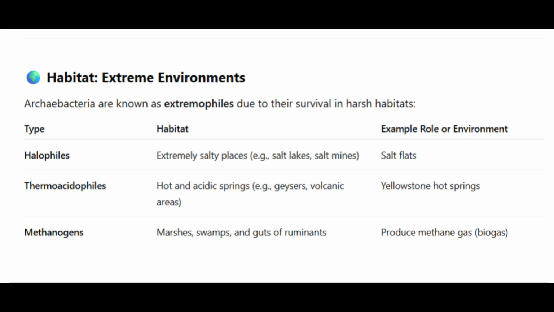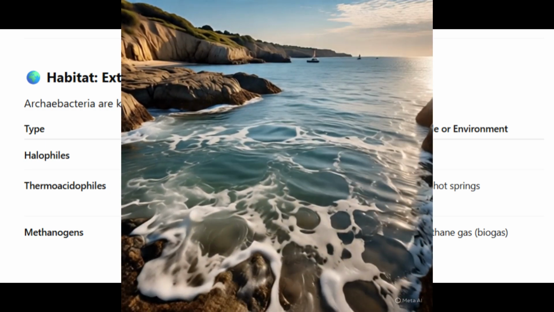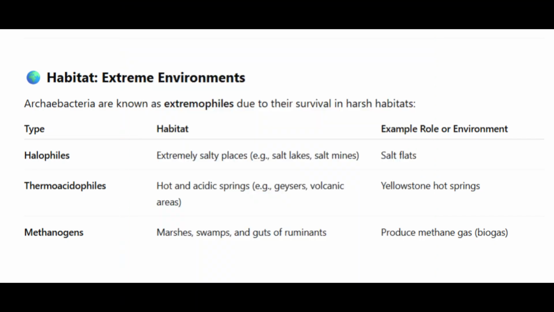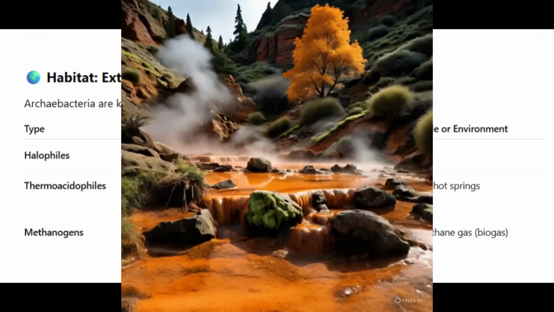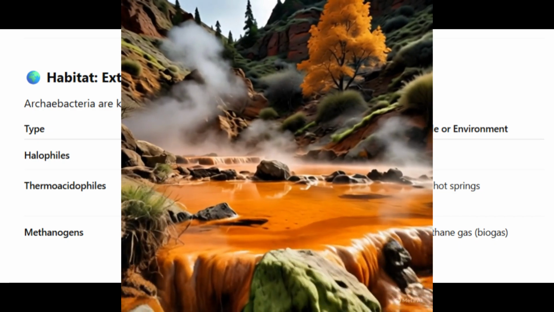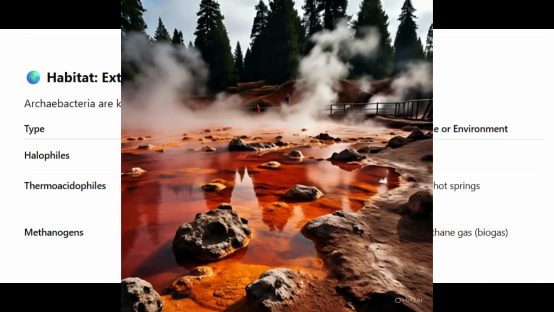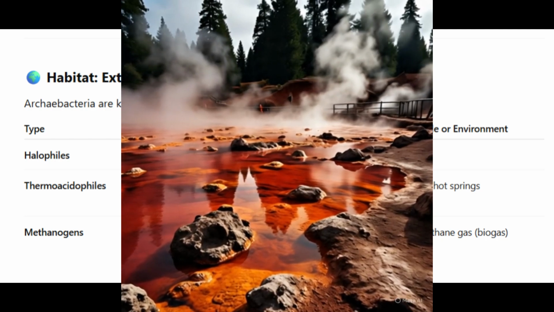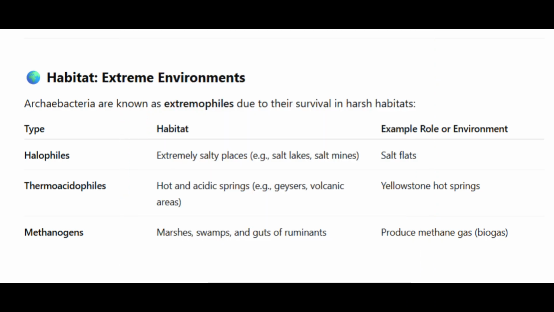Type, habitat, example, role, or environment. Let's explore 3 fascinating types of archaebacteria, each adapted to survive in some of Earth's most extreme environments. First, we have halophiles. These microorganisms thrive in extremely salty environments like salt lakes and salt mines. Think of vast salt flats, where almost nothing else can survive. That's where halophiles flourish. Next, the thermoacidophiles. As the name suggests, they love heat and acidity. You'll find them in hot acidic springs, such as geysers or volcanic zones. Yellowstone National Park is a perfect example of their natural habitat.